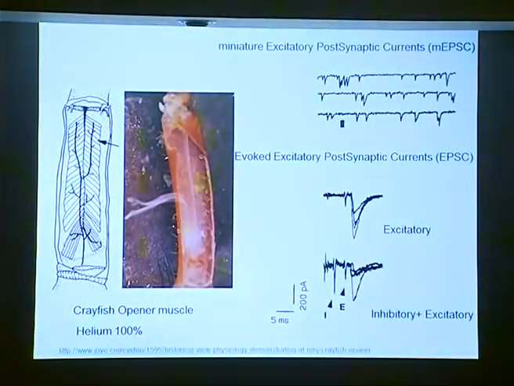And the setting that I mostly used was the opener muscle, either in crayfish or lobster or other crustaceans. This muscle over here is innervated by a single common exciter neuron that you see here. And here you can see that these are actually two axons, one excitatory and one inhibitory. So it's really easy to travel around here and look for a spot where a synapse is present.